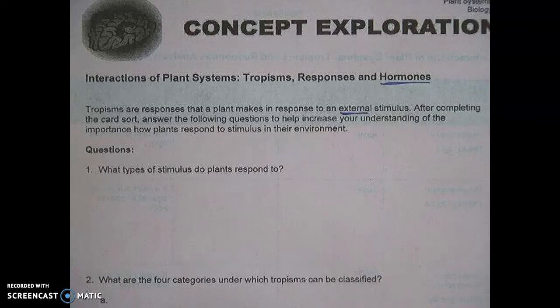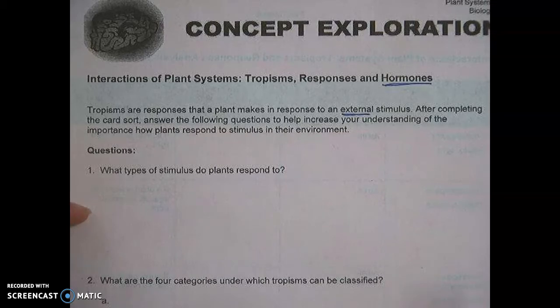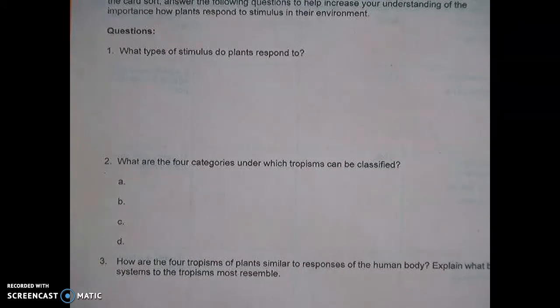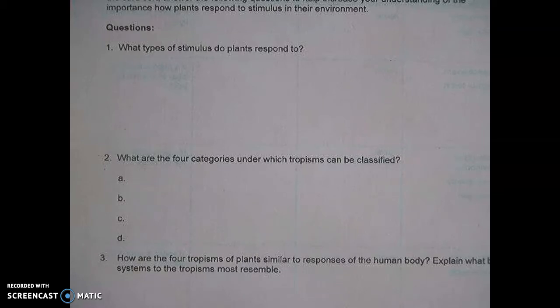So for your questions, I want you to answer without me telling you what are the types of stimulus plants might respond to. So what are you aware of? What did you learn in middle school? What have you studied already in the plant unit just for the 3 days we've been studying plants? Then, what are the 4 categories under which tropisms can be classified? This is just going to be the 4 that we're studying. So if you take a peek at your other side of your paper, or for online students, your second page, it gives you the 4 categories.